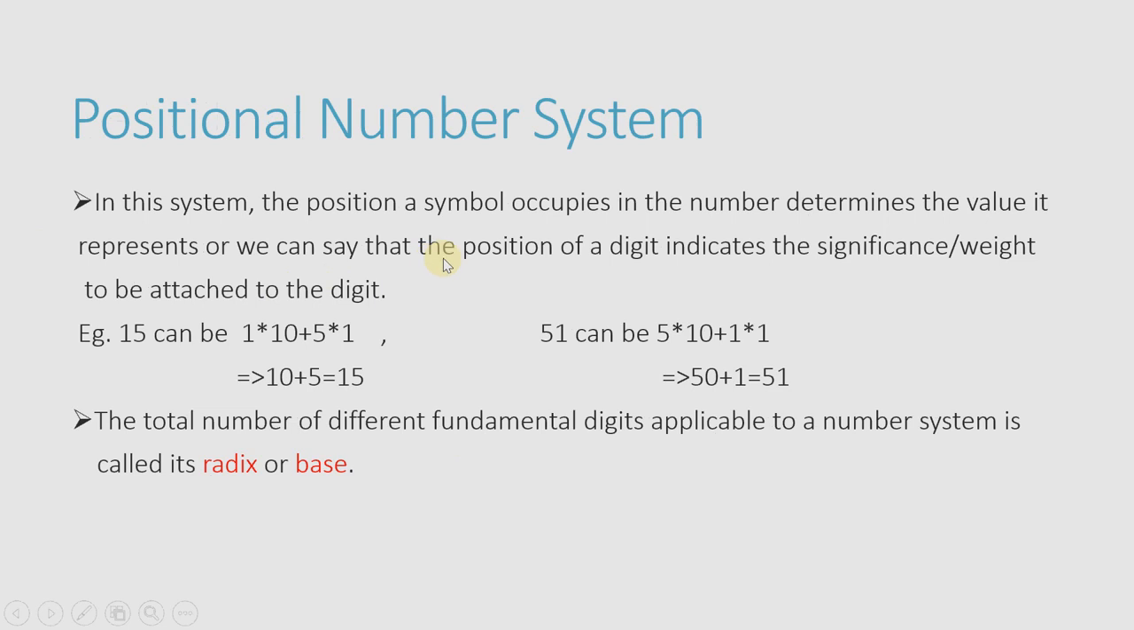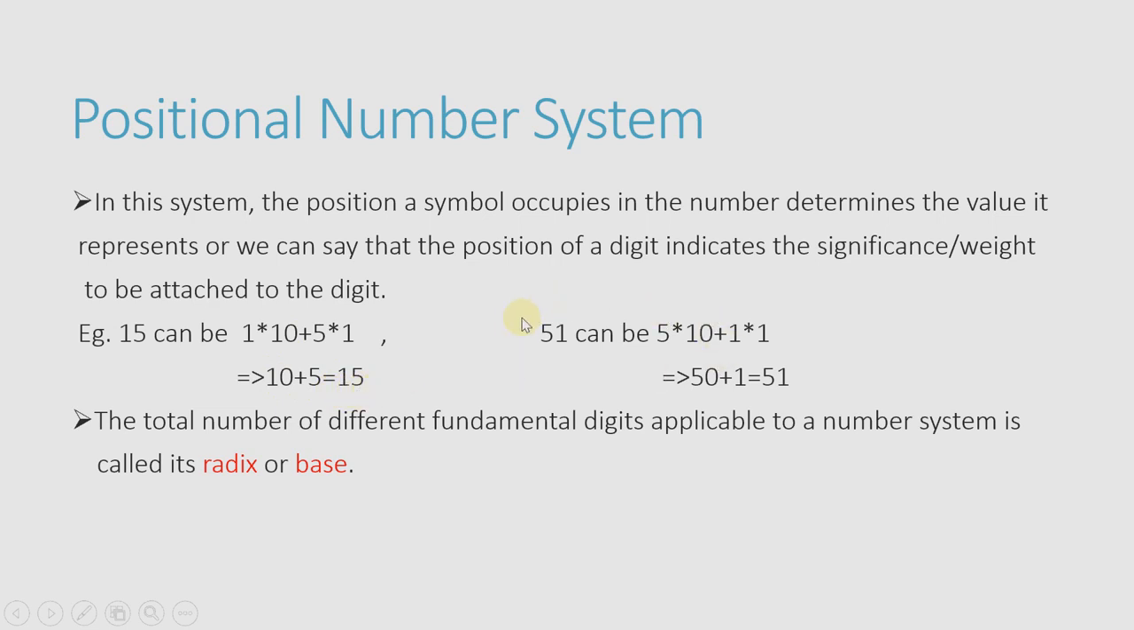That each position of a symbol indicates the significance and weight to be attached to the digit. It means it has some significance and weight of its position. We can see an example: for the number 15, I use two symbols, 1 and 5. I know that the 1 is at the tens place and 5 is at the unit place. So I represent this number as 1 into 10 plus 5 into 1. So it gives us 10 plus 5, which is equal to 15.